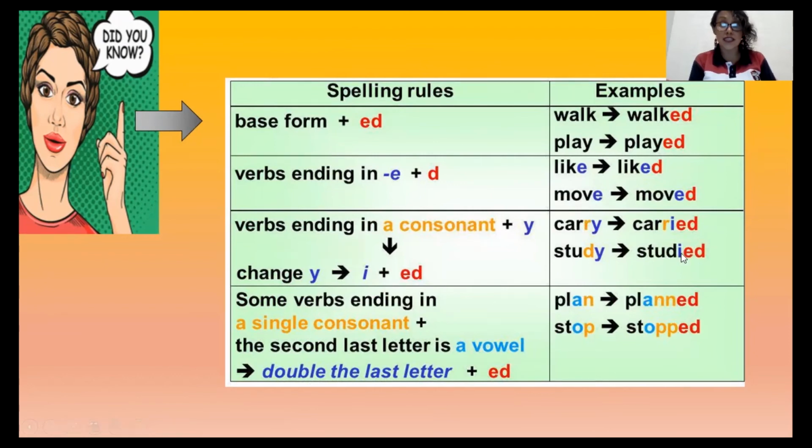Study, studied. Then for verbs that end in a consonant, but before the consonant you have a vowel, you have to double that consonant. Example, plan, planned; stop, stopped. We have a vowel before the consonant, okay? These are the regular verbs.